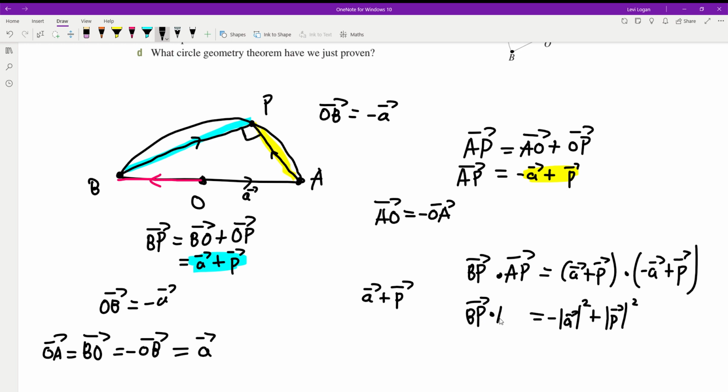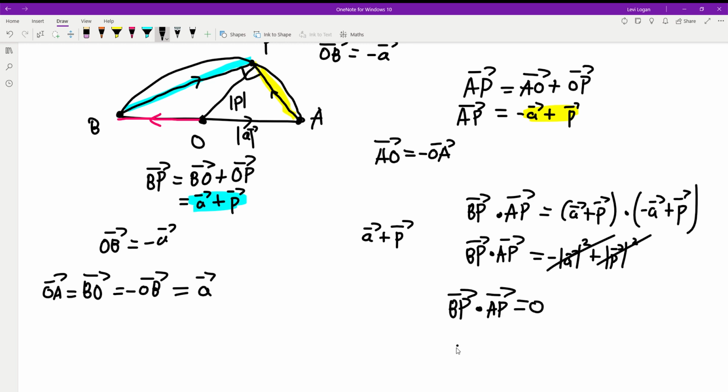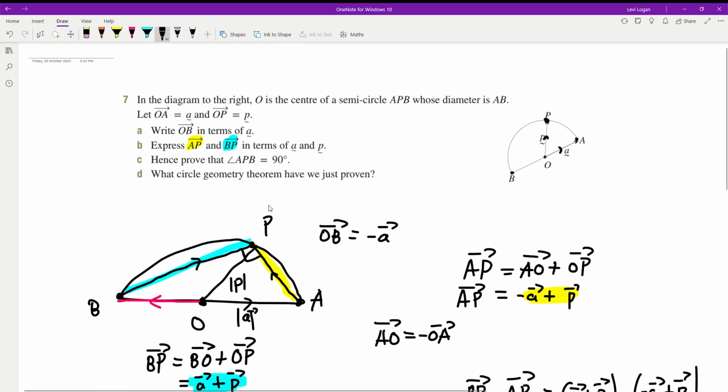So B to P dotted with A to P is the negative length of A all squared plus the length of P all squared. Now, recall, because this is a circle, the absolute value here and the absolute value here will be the same length. They'll both be the radius. So these terms cancel out. So you get B to P dotted with A to P equals 0. So therefore, it's perpendicular. Righto. So that's that question there.